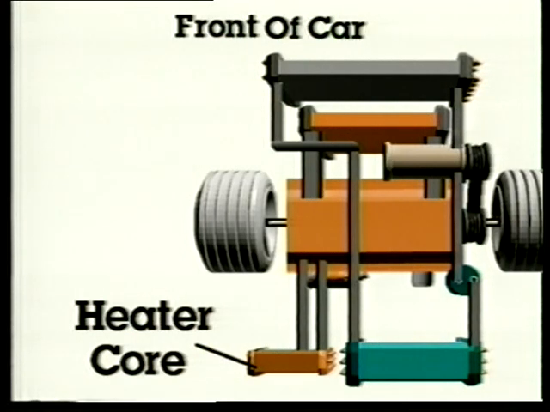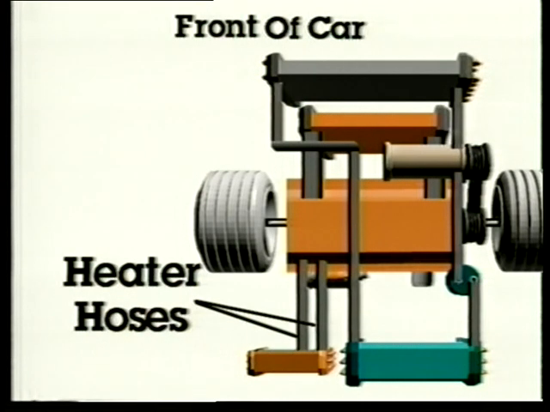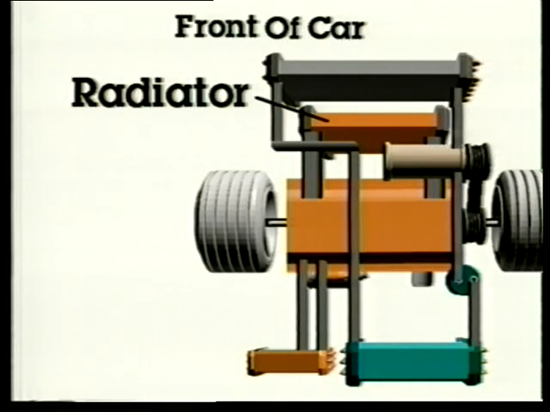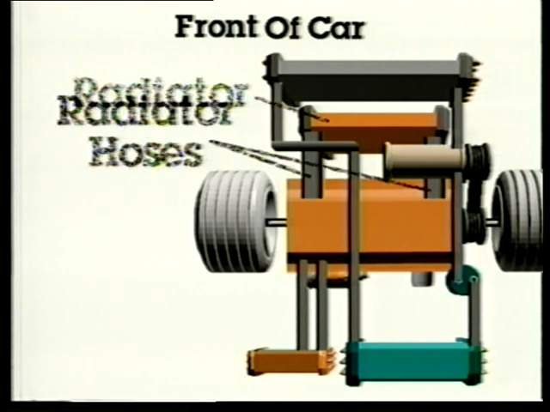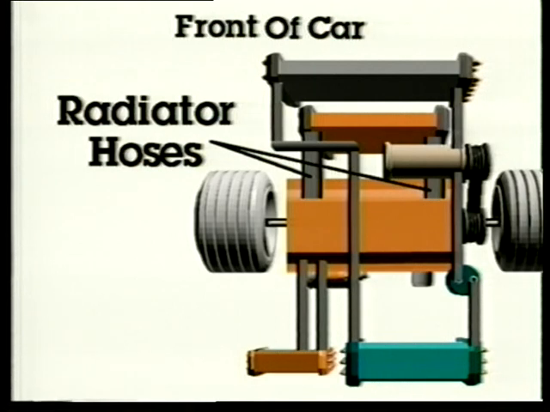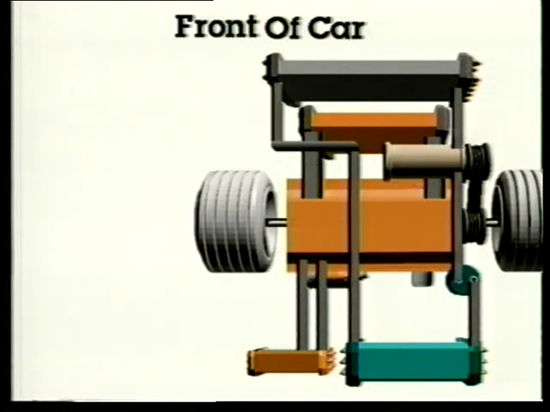A car's heater normally uses engine coolant to warm the passenger compartment in cold weather. Hot engine coolant circulates through the heater core. Heater hoses connect the heater core with fittings on the engine. The engine radiator is similar in construction to the heater core. The water pump forces coolant through the radiator hoses, through the radiator, through the heater hoses, and through the heater core.